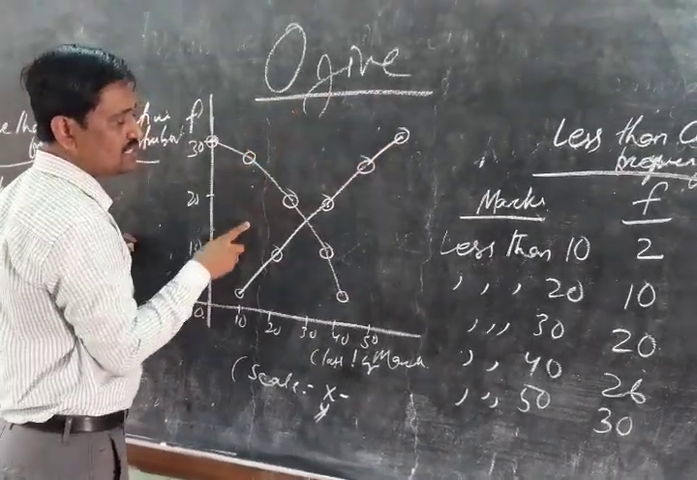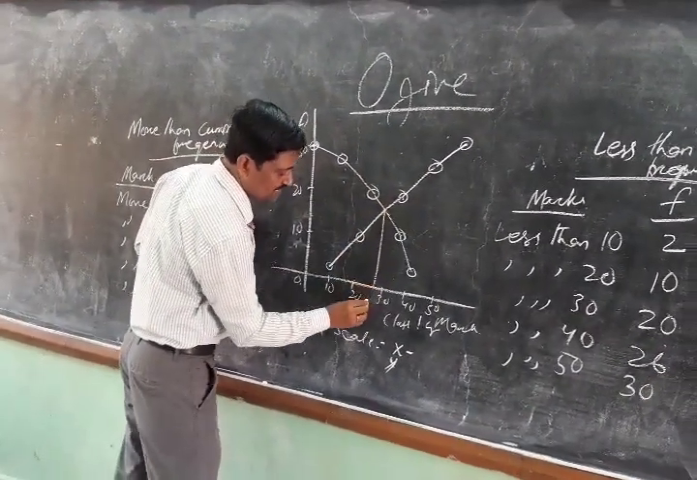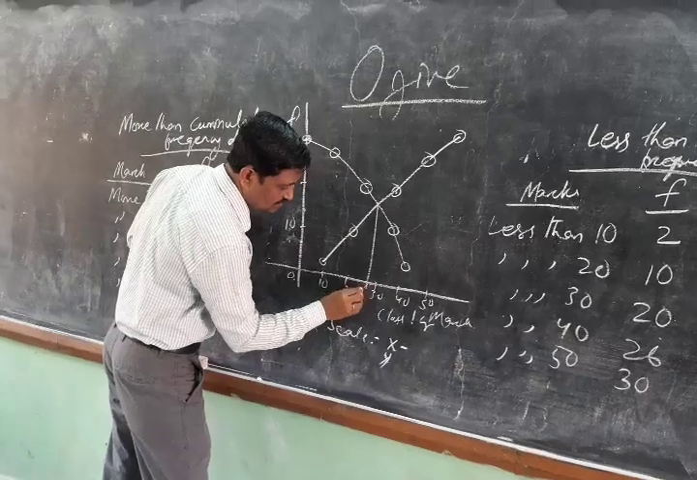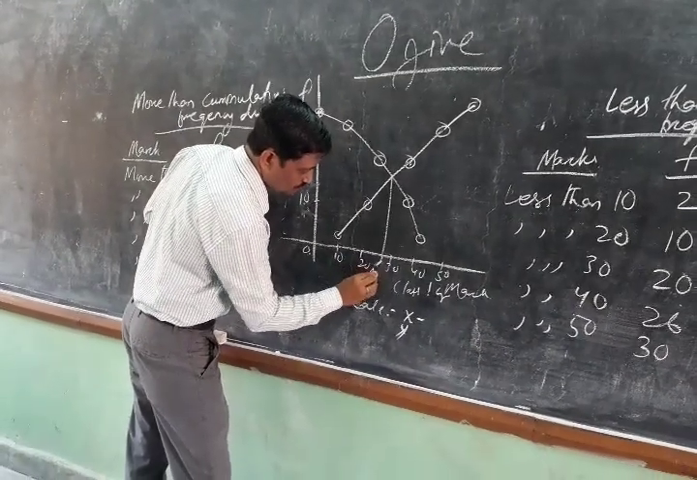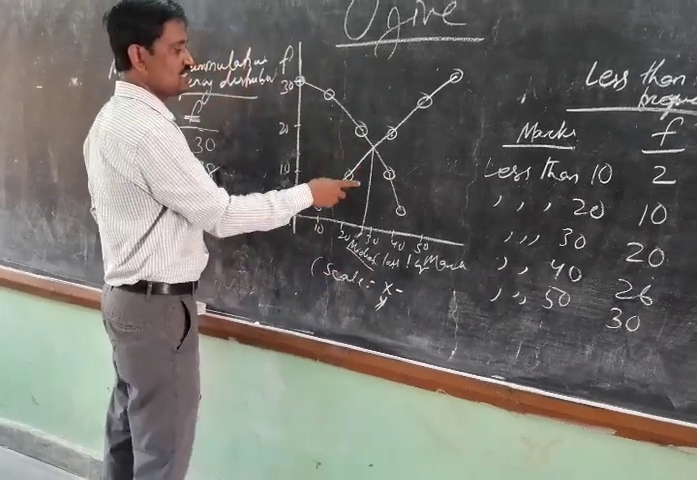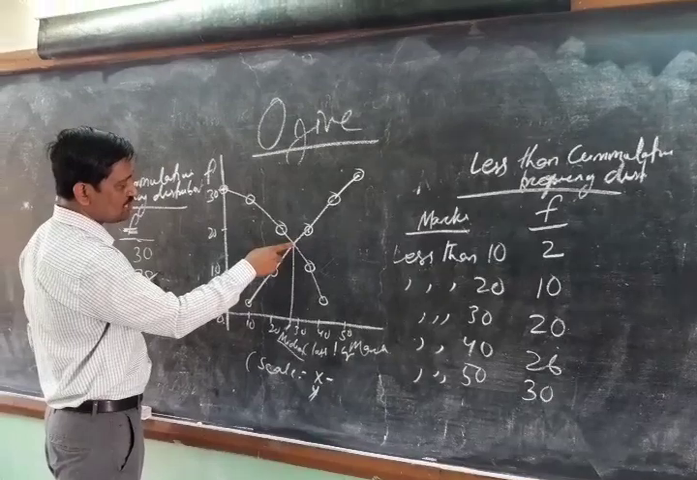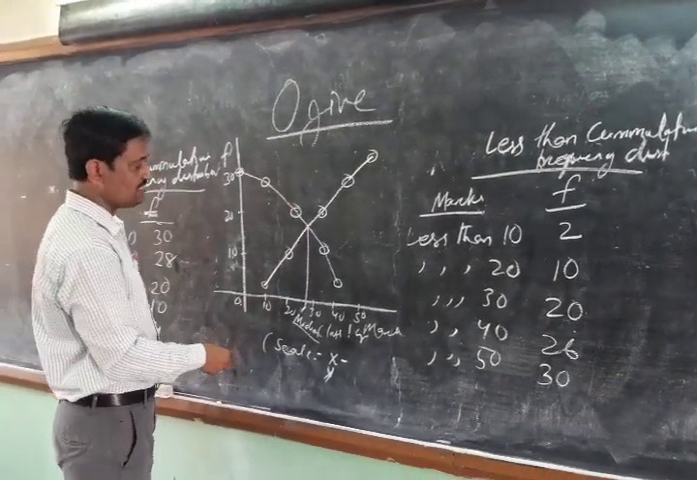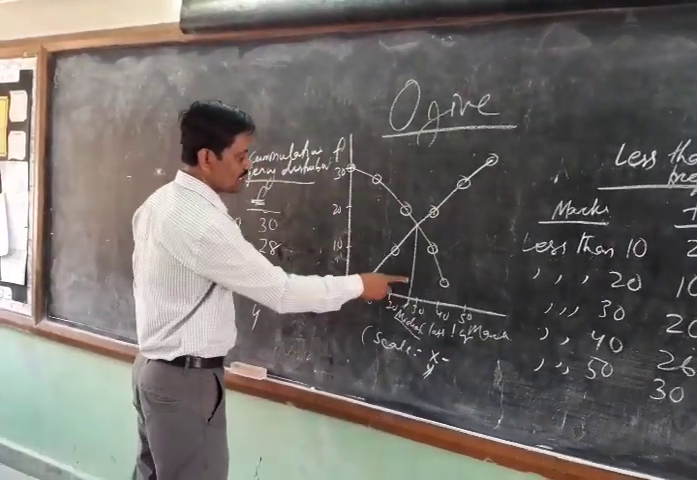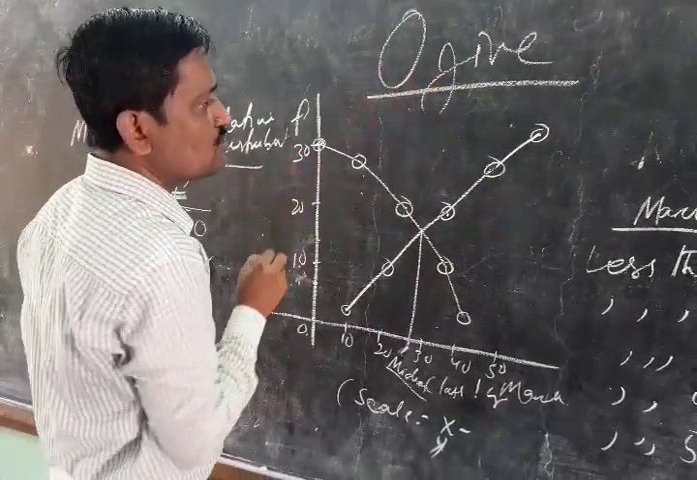One important point here: the point of intersection gives you the median. This is known as the median value. You can also locate the median of the series by making the intersection and drawing a vertical line. You can get the median. So that is all about how to draw the ogive.